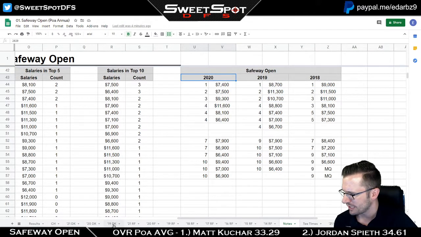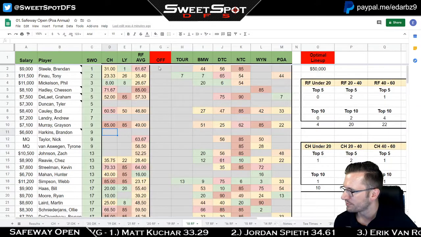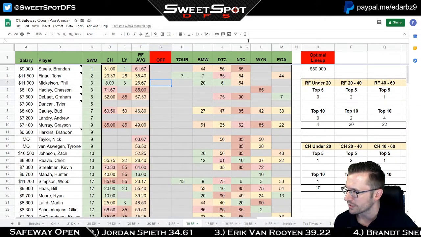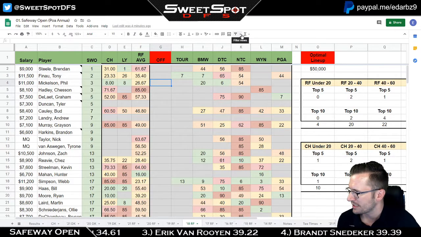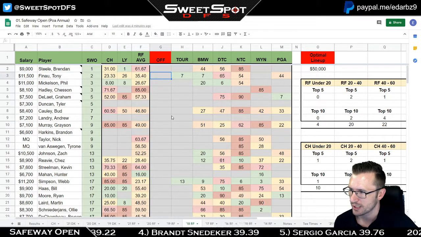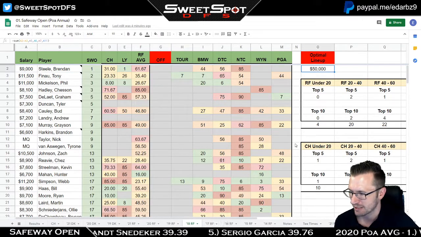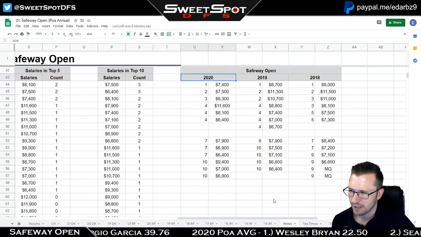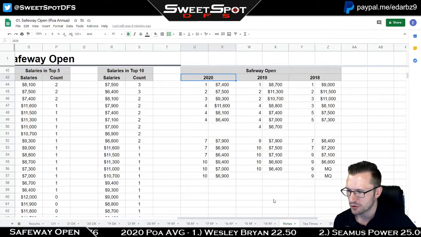Do we actually have 2018? Did I not? Oh, I didn't even see that. I don't have a DK page for this for whatever reason. Okay, so in 2018, sure, one of the 11K golfers was in the optimal lineup, and it was exactly $50,000. So keep that in mind. Definitely something interesting to look at.